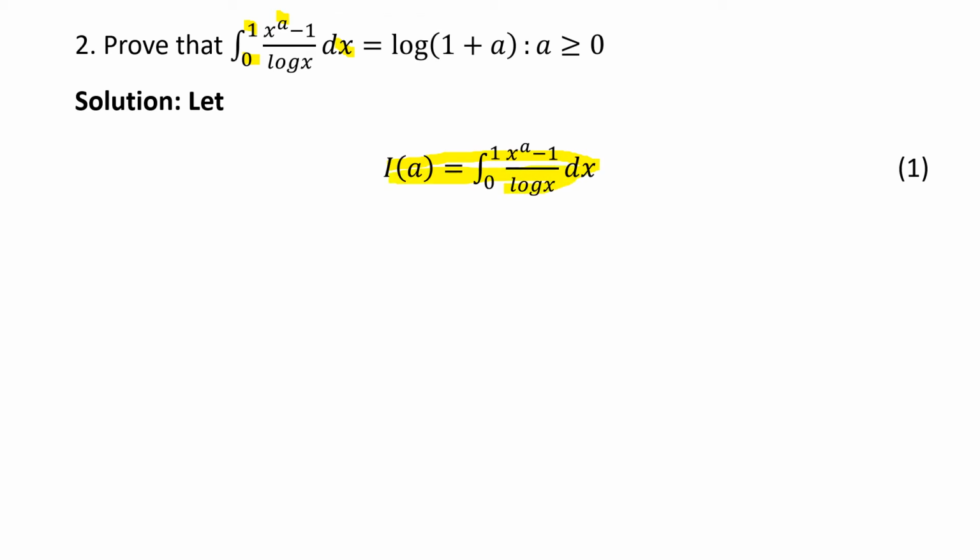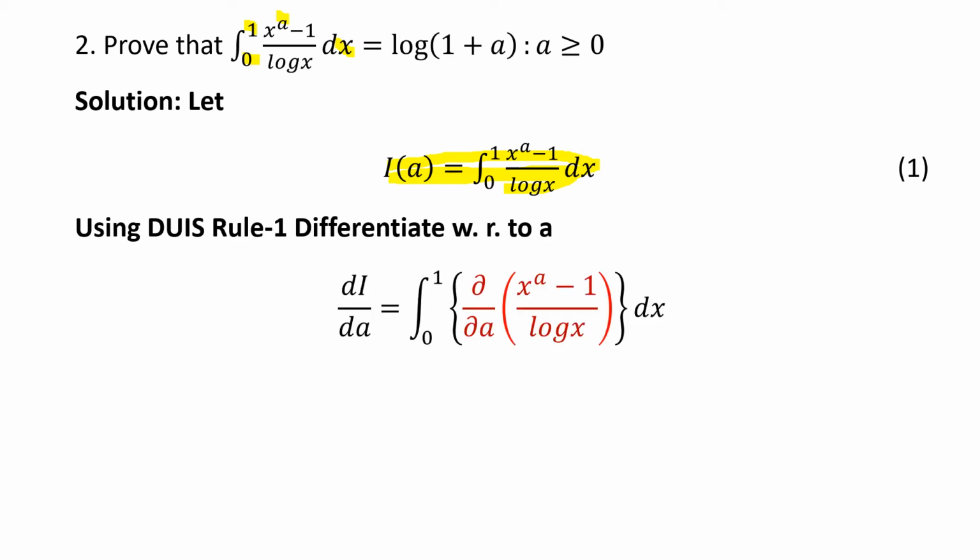Now we will apply this rule 1 and differentiate this with respect to a. So dI by da is equal to, the ordinary derivative d by da goes under the integral and converts to partial, that is del by del a of the whole function, and the whole dx. While we are differentiating with respect to a, we have to keep x as a constant. So dI by da is equal to 1 upon log x. Here this log x is constant with respect to a, so it is as it is.